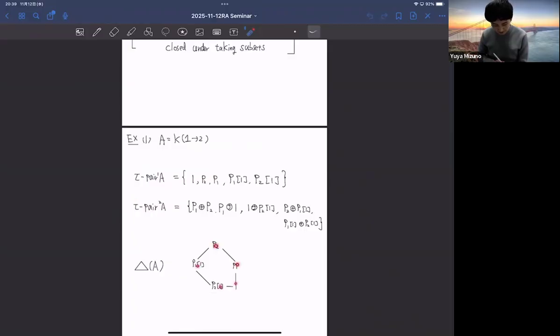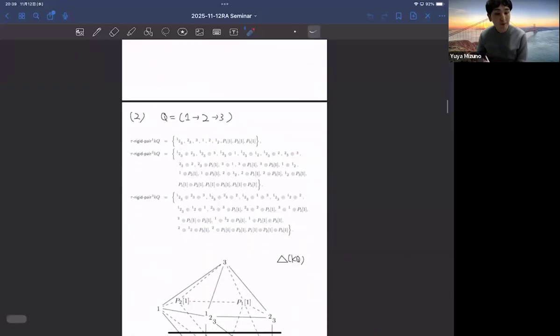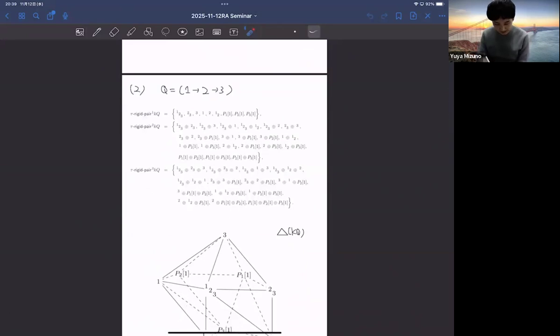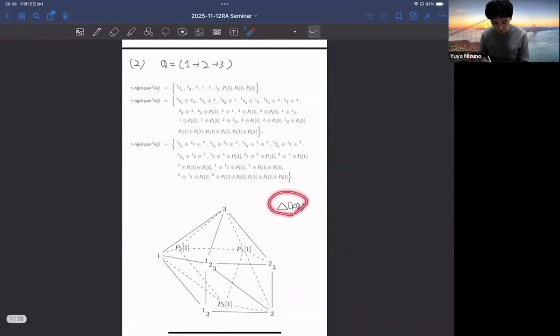Each vertex corresponds with the element of tau-rigid pair 1. Edge corresponds with tau-rigid pair 2. A bigger example is type A3, and similarly, we can check tau-rigid pair 1. This consists of 1 indecomposable module. And similarly, tau-rigid pair 2, tau-rigid pair 3, like this. Then the shape of the simplicial complex is the following one.